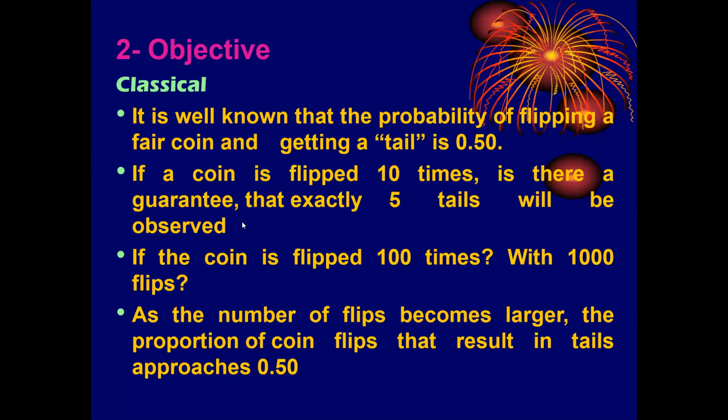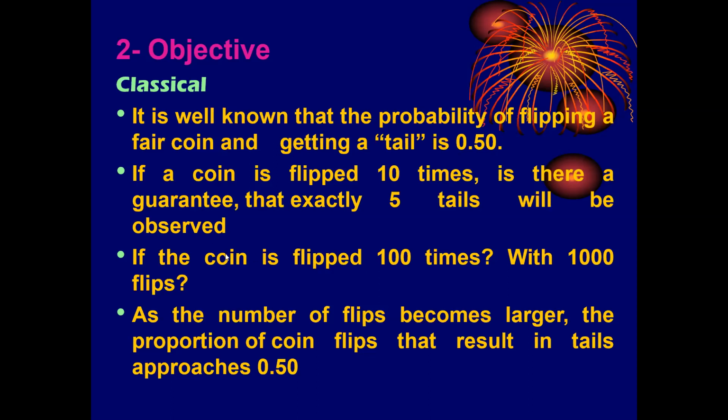But let me tell you something. That may not be guaranteed when the number of trials is small. But you know what? If the coin is flipped 100 times, if you continue to increase the number of trials, that was why I said as the number of flips becomes larger, the proportion of coin flips that result in tails will approach 0.5. So what am I talking about? It means in the long run, experimental probability will converge to the theoretical probability.